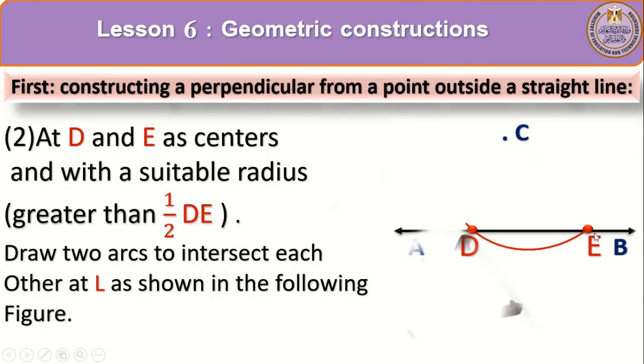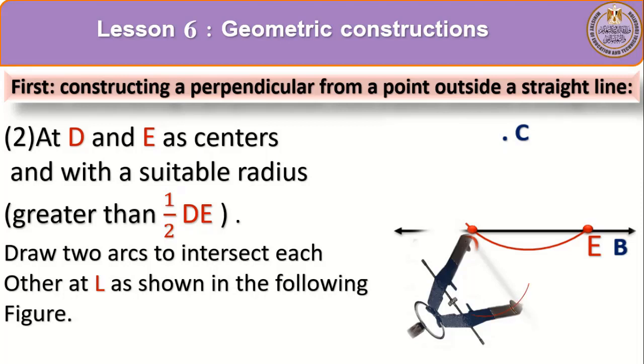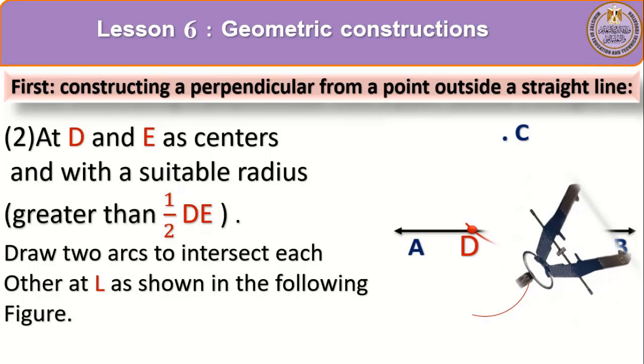Now we can use our compass and put the sharp point at D, then open the compass to a radius greater than half DE. For example, if DE is 6 centimeters, we will open the radius of the compass greater than half of 6, which is 3. So we will open it, for example, 3.5 or 4. Then we stand with the middle part at D to draw an arc, and we move again to use the compass at E and draw another arc. Now we have two intersecting arcs at one point.